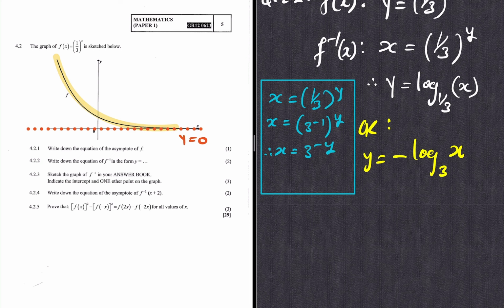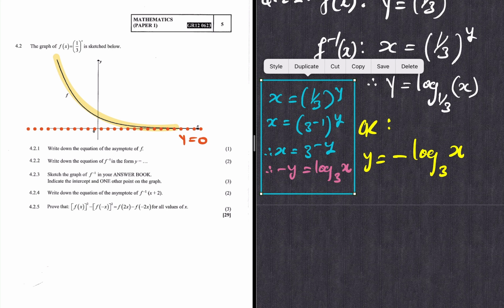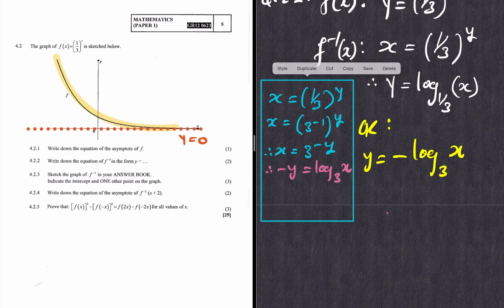If you apply the logarithms here, the exponent in this case is minus y. Therefore, you have minus y equals the log of base 3 of x. Think about it this way: if you want to solve for y, not negative y, you get y equals the negative of the log of base 3 of x.